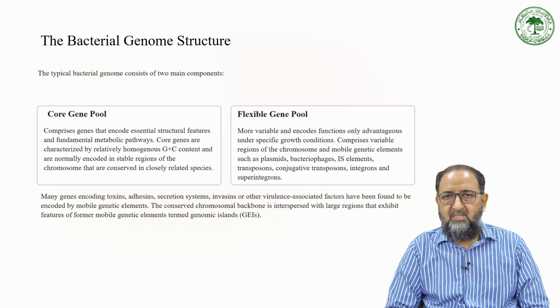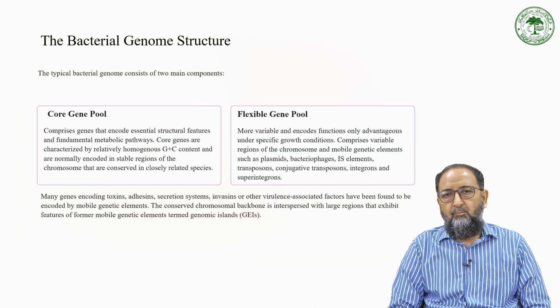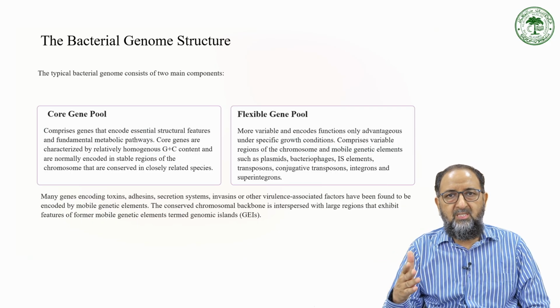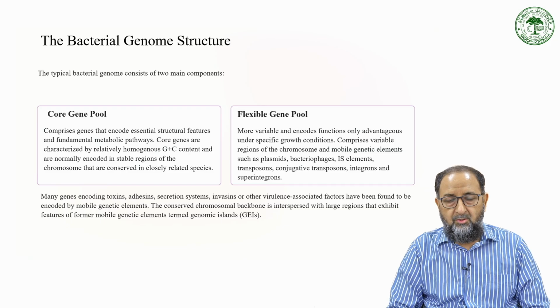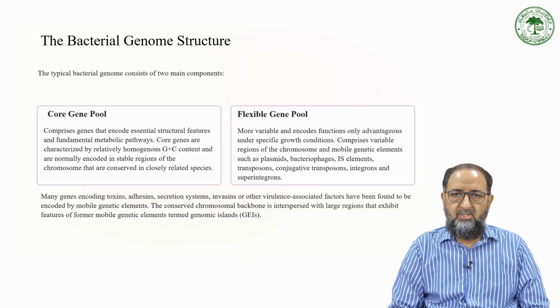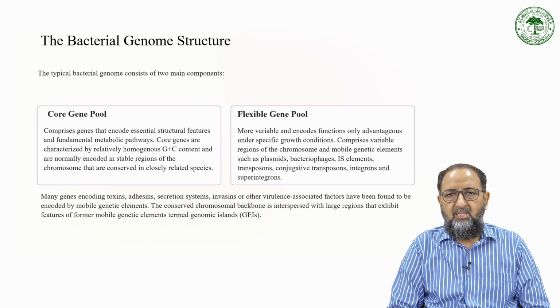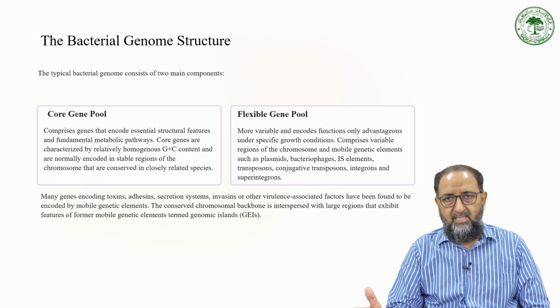So these IS elements or Tn elements are highly mobile genetic elements, right? And these mobile genetic elements are moved from one strain to another strain within the species and even across species, through conjugative transposons and through integrons and superintegrons. Now, integrons and superintegrons do not carry essential genes, but they are associated with certain genes which can move from one organism to another.